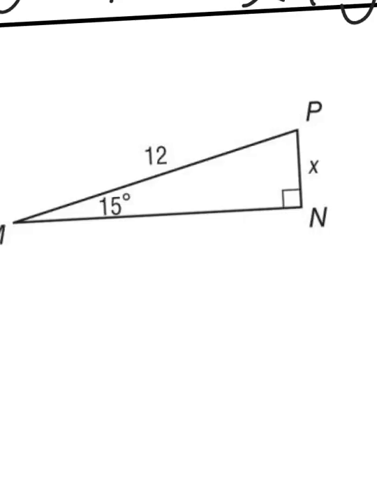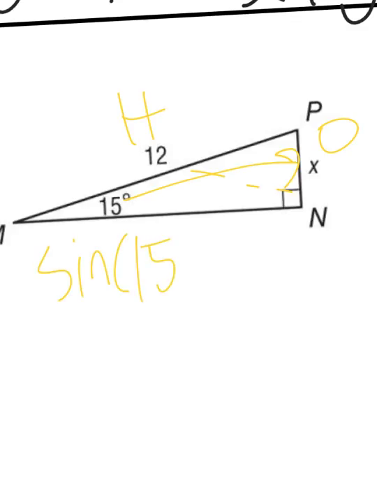Next. 15's looking at x, so that's opposite. 12 touches the 15, but it's also opposite of the right angle, so it's the hypotenuse. So that means I'm going to use sine. Sine of 15, always plug in the degree.